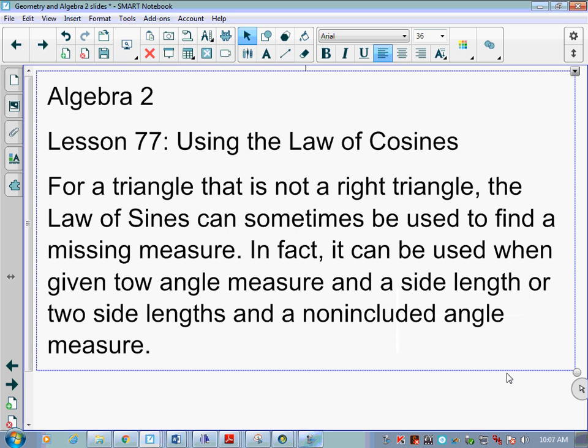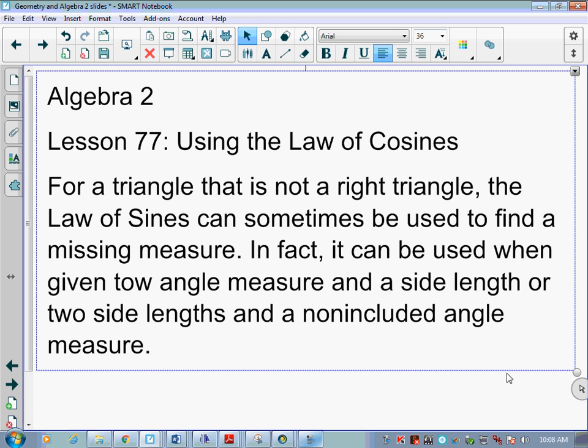All right, today, Algebra 2, Lesson 77, we're going to talk about using the law of cosines. What we've already learned up to this point is using the law of sines. Law of cosines is going to be a little bit different. What we read here is that for a triangle that is not a right triangle, the law of sines can sometimes be used to find a missing measure.